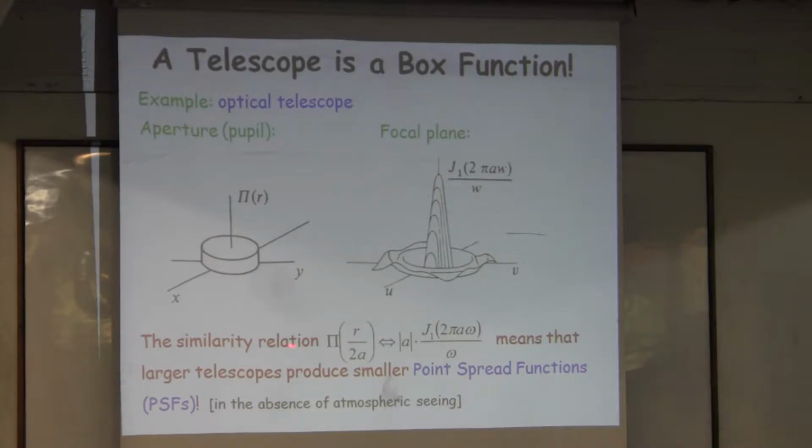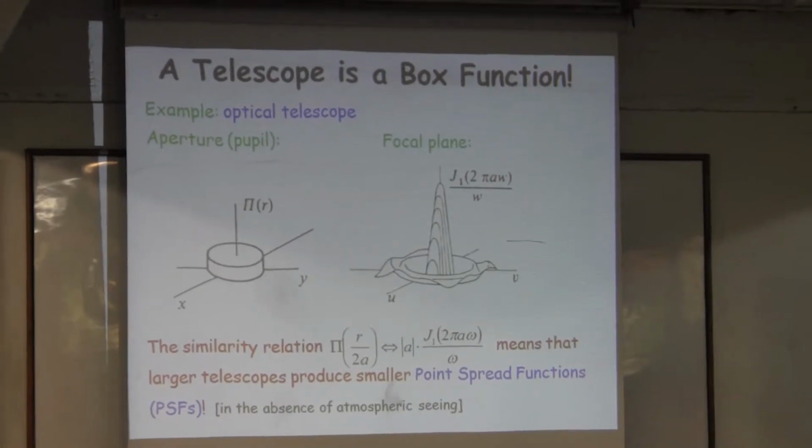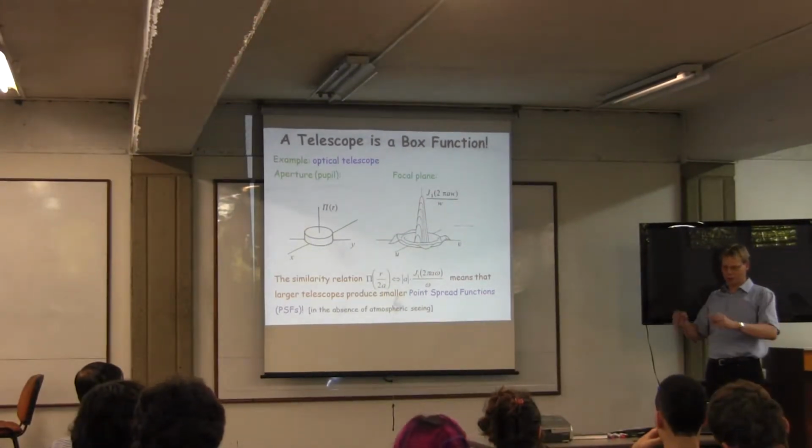And we know from the similarity relation that if we increase the size of the box here, the corresponding Fourier transform will then scale with that parameter, and that means that larger telescopes will simply provide a smaller point spread function. And the point spread function, that's a term you will hear many times through this course, I'm afraid. It just means, well, you start out with a point, you trace it through the optical system, and at the end you will not get a point again, but something with some structure, so the point has spread out.